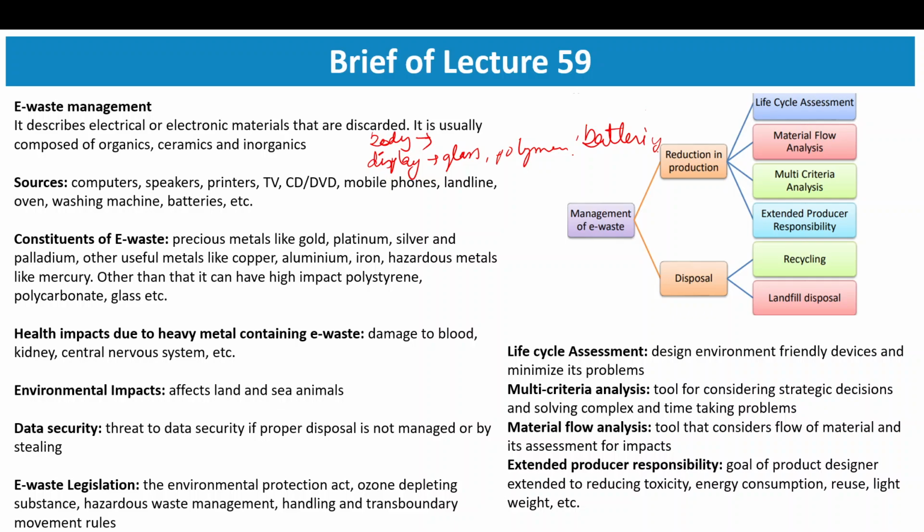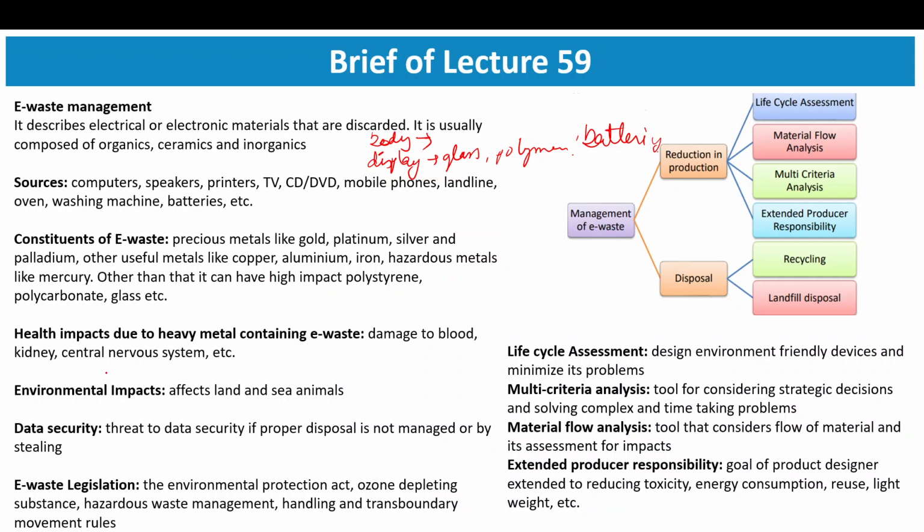So what could be the constituents of e-waste? It can range from precious metals including gold, platinum, silver, palladium, etc. Then it can have useful metals including copper, aluminum, iron, and hazardous metals like mercury, etc. Other than that, it can have high impact polystyrene, polycarbonate, glass, etc. All such components constitute e-waste.